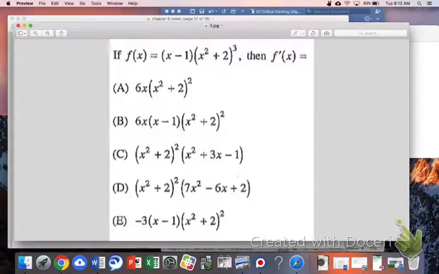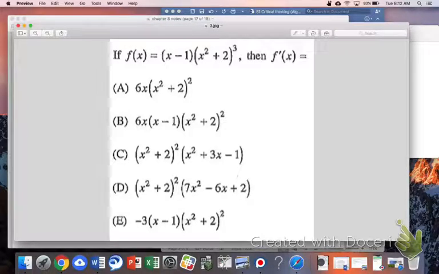Hey guys, listen up please. 13 of the 30 of you got that right, so that's definitely not okay. So let's just chat about this really quick. You guys all recognize the product rule? Okay. So let's see here.